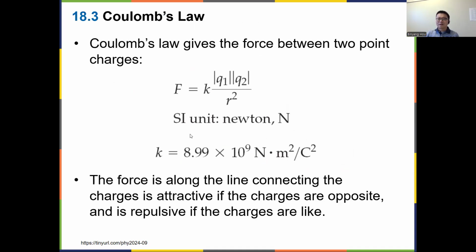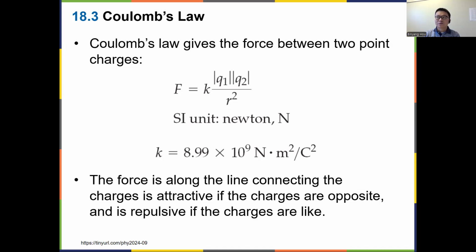We also talked about the interaction between charges. If you have two charges, Q1 and Q2, then the force between them is either attractive or repulsive, depending on their charge. If they are like charges, then it is repulsive. If they are opposite charges, then the force will be attractive. The magnitude of the force is K, absolute value of Q1 times absolute value of Q2, divided by R squared, where R is the separation of the two charges.